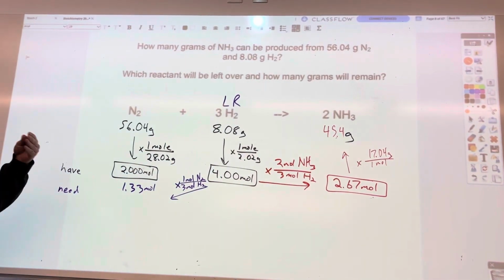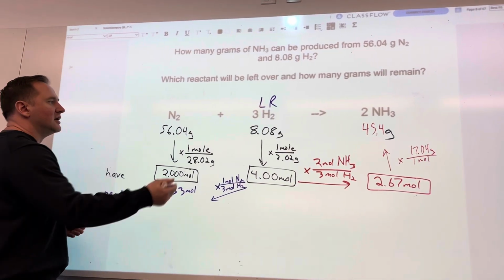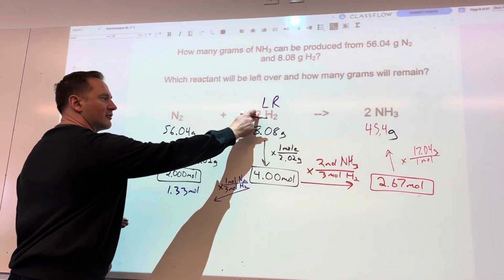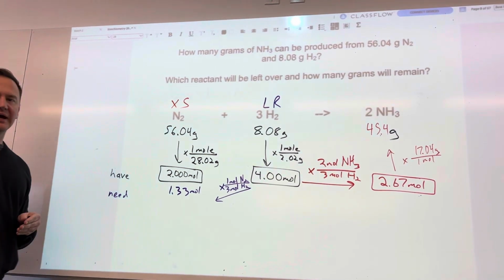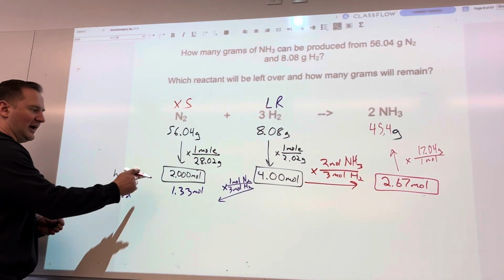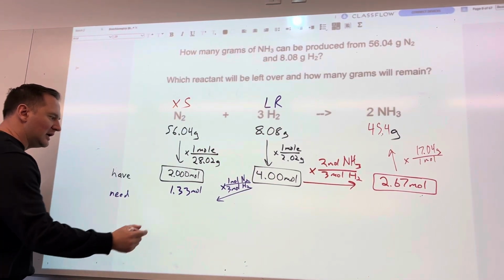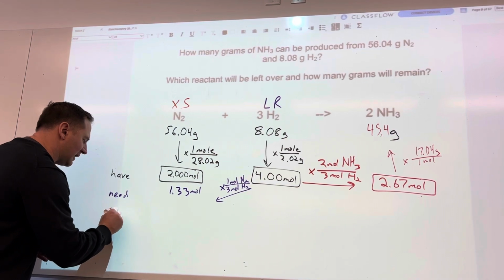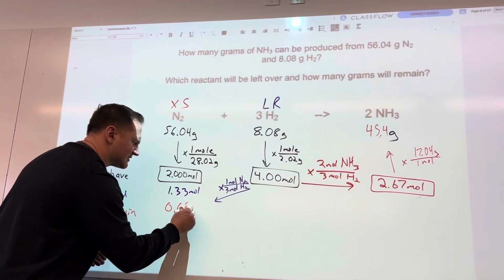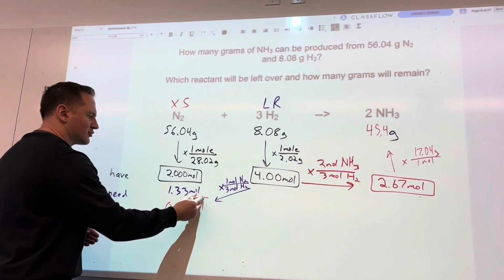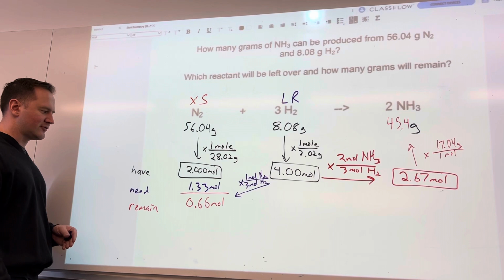Then, for the second part of the question, I have to figure out how much of the excess reactant remains. Now, we established the other one is the limiting reactant, and we're going to have some of this left over. We can label that the excess reactant. So if I have 2 moles of that, and I need 1.33, I can say that what I have remaining at the end is 0.66 moles. Just by subtracting what you need from what you have, you know how much is left over.